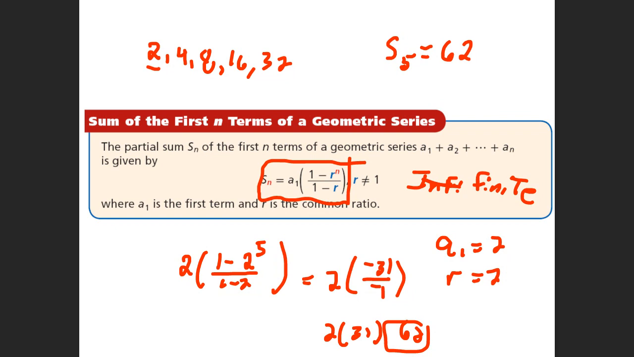Okay, so this is a finite series. There is going to be a number at the end. There's a starting point and an ending point, correct? All right, so this formula only works for finite. If it's infinite, it doesn't work. And I'll show you the formula for that one in just a second, okay? All right, so this one's pretty easy.